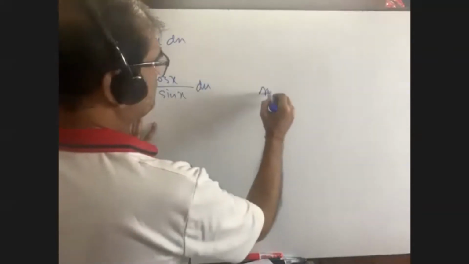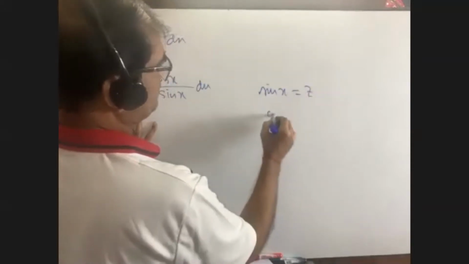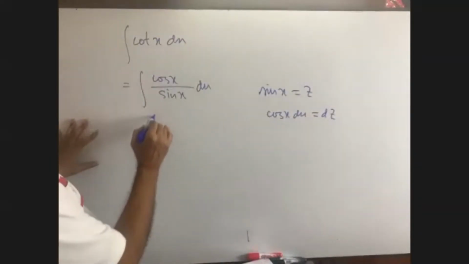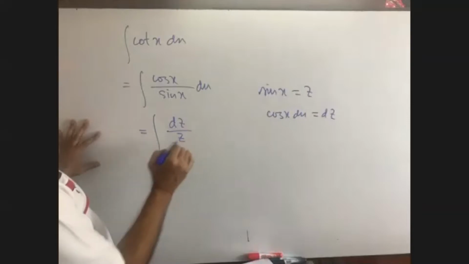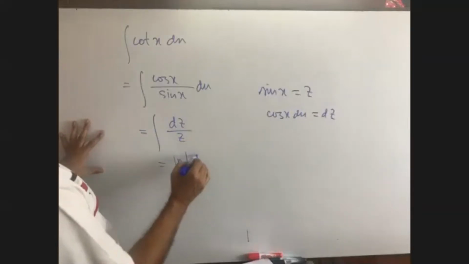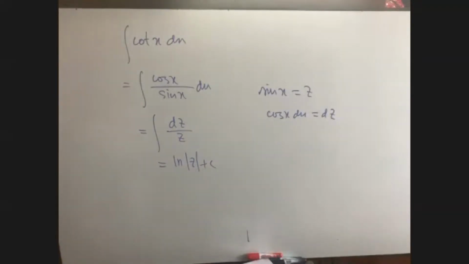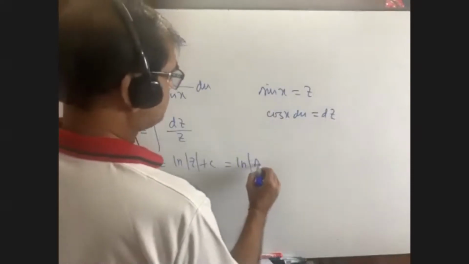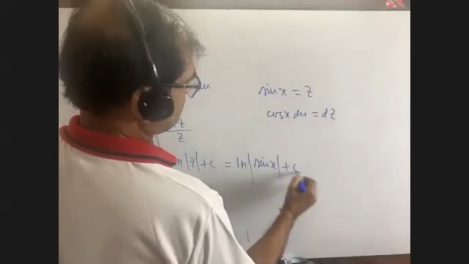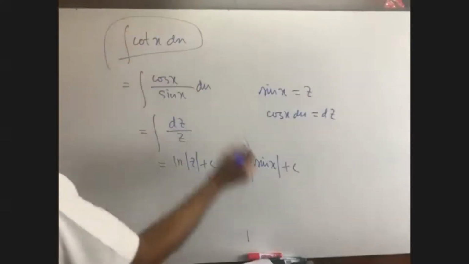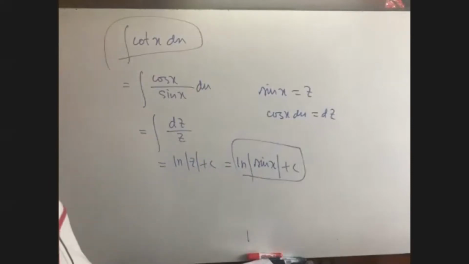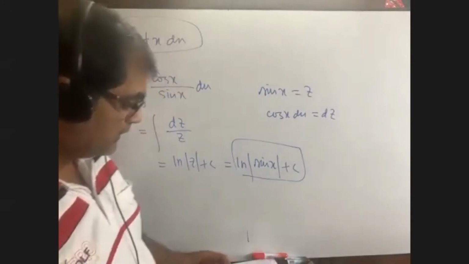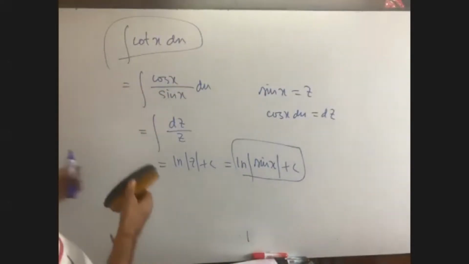Now you let sine x equal z, that is cosine x dx equals dz. Now you put the value, it is dz by z, that is ln z plus c. So we can write which is equal to ln sine x. This is the answer. It is itself a formula, and the previous one was also a formula. So you all are required to keep it in mind. Okay, now we are going to find the next one.